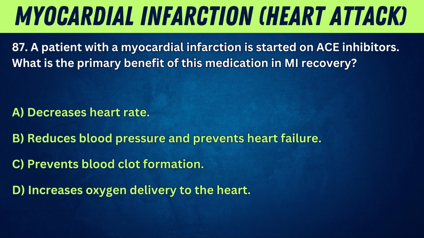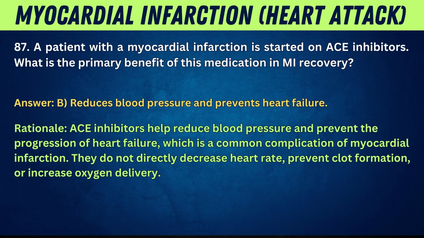87. A patient with a myocardial infarction is started on ACE inhibitors. What is the primary benefit of this medication in MI recovery? A. Decreases heart rate. B. Reduces blood pressure and prevents heart failure. C. Prevents blood clot formation. D. Increases oxygen delivery to the heart. Answer: B. Reduces blood pressure and prevents heart failure.